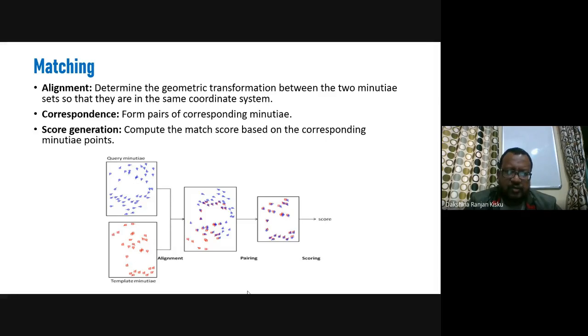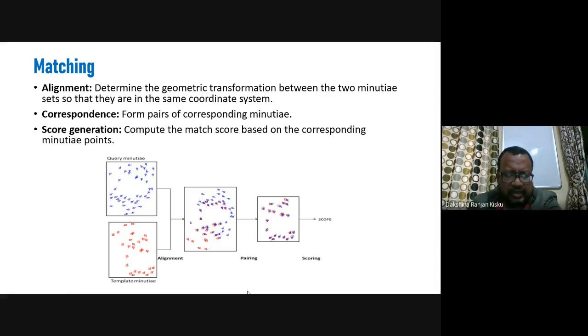Due to deviation in the rotation, we obtain two different fingerprint images. When these two different fingerprint images are obtained from the same person, then we need to go for the geometric transformation, and this geometric transformation gives us the same coordinate system. In that same coordinate system, we represent or align these two fingerprint images. Okay, and then the next step is the correspondence. Here in the correspondence step, we form the pairs of corresponding minutiae. Okay, and in the final step, score generation, here we obtain the matching proximity or match score, which is based on the corresponding minutiae points.